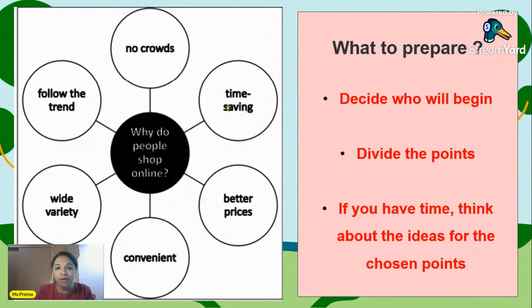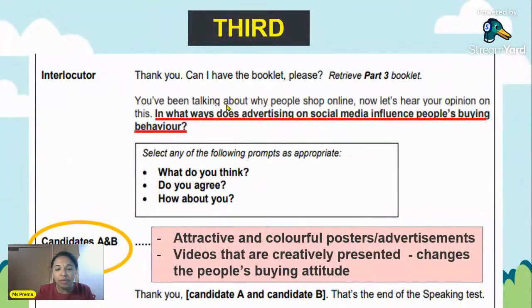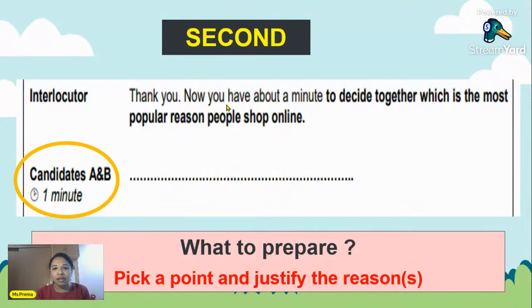So you are given about how many minutes? A minute to decide together. Okay, and then you present it. And you say, in my point of view, I feel the popular reason why people shop online is because of the trend. Now everyone likes to download the app in the phone, and they want to follow the trend. If they say they go to the shop and purchase things, it sounds very traditional. So they also want to be upgraded with the trend that is happening, changing around the world.